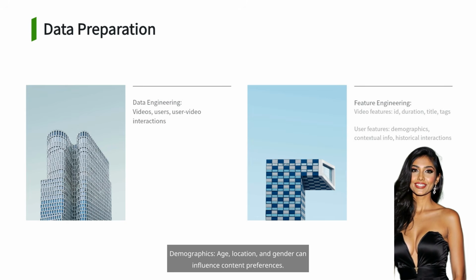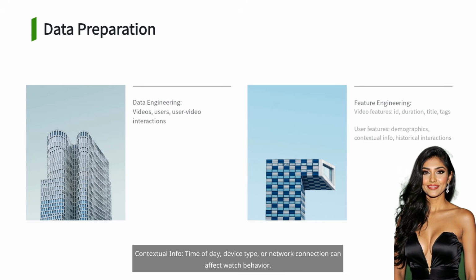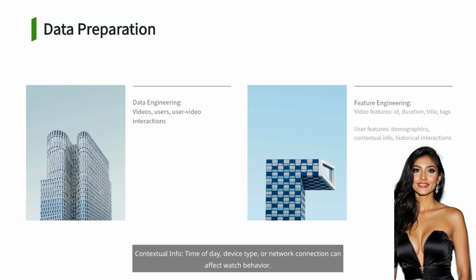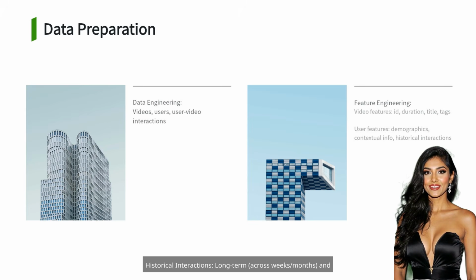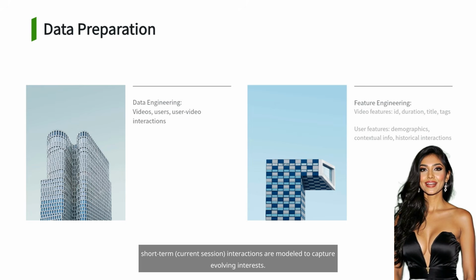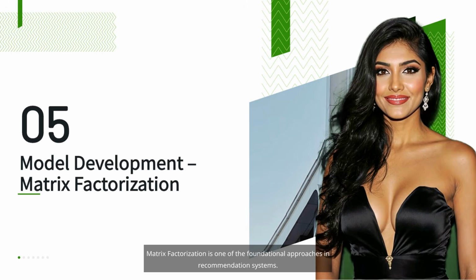Demographics. Age, location, and gender can influence content preferences. Contextual info, time of day, device type, or network connection can affect watch behavior. Historical interactions. Long-term, across weeks, months, and short-term, current session interactions are modeled to capture evolving interests.